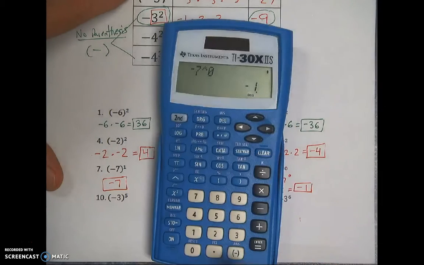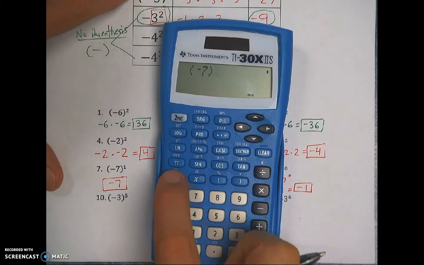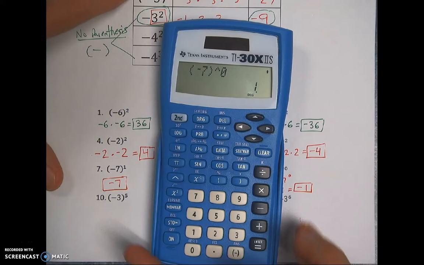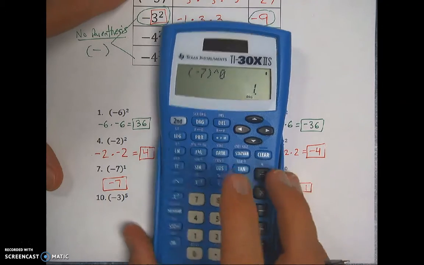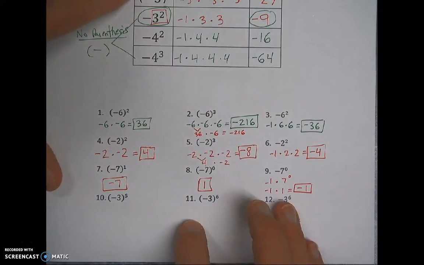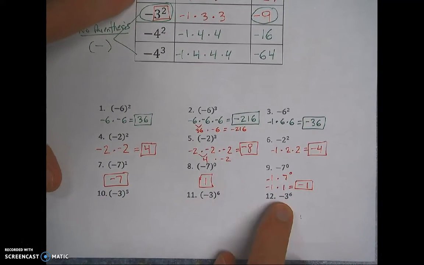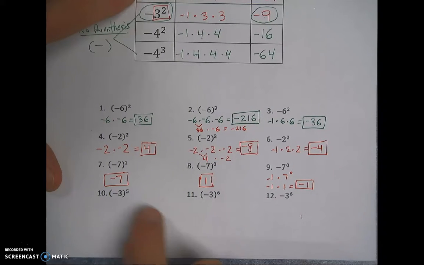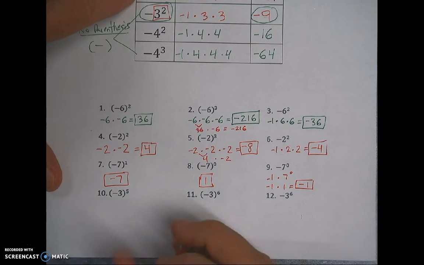So if you're going to do it in your calculator, you have to open the parentheses, -7 raised to the 0. Now you get the positive answer of 1. So the parentheses are very important, even in the calculator. Now, when you do these, you can start to use your calculator. You need to be careful and use parentheses, okay, if you're going to do that. But I still need to see the expanded form.